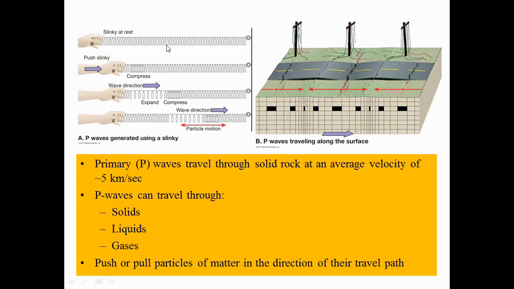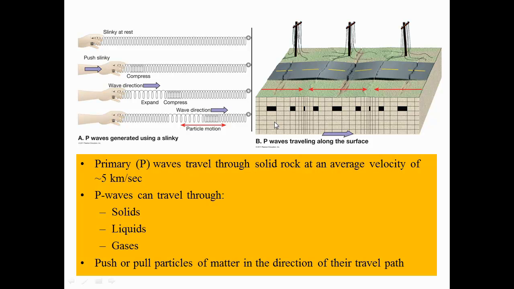And these P waves travel by pushing or pulling particles of matter in the direction of the travel path. And this is illustrated by this example of a slinky. Notice that we can attach one end of the slinky to the wall and then pull it horizontal and then give the slinky a push. The wave direction will be from the hand towards the wall, or in other words, from left to right. And the waves will travel as a series of expansions and contractions, such that the particle motion is back and forth in a direction horizontal to the overall wave direction of travel.